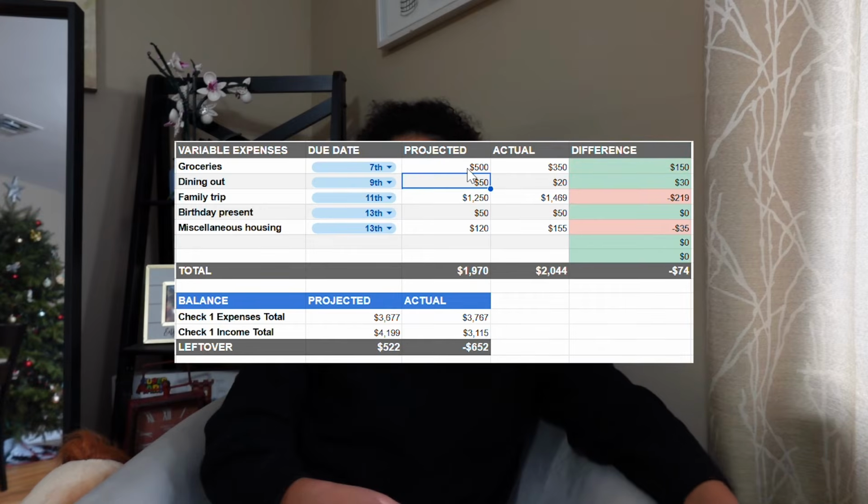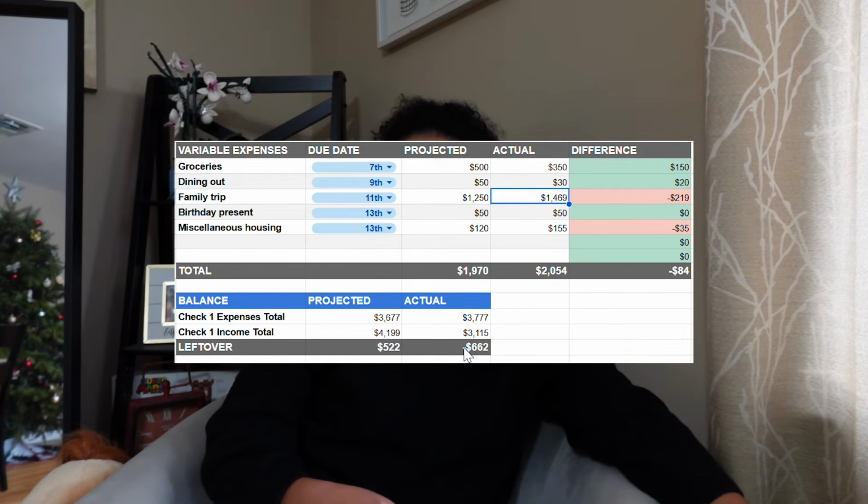And then the balances at the bottom of check 1 and check 2 calculate how much you were supposed to have income for the first half of the month, how much you spent, and if you have anything left over. So this is for you to track if you overspent, especially in check 1, and you have not enough to pay your bills for the first half of the month.